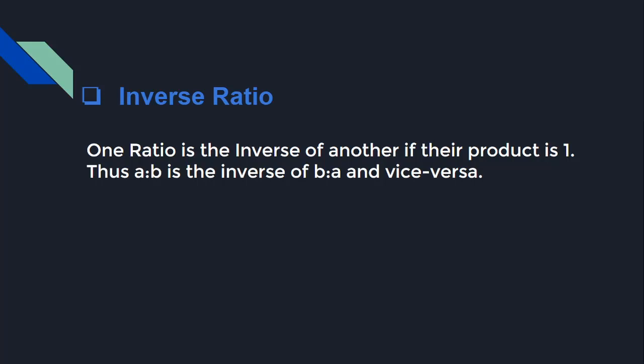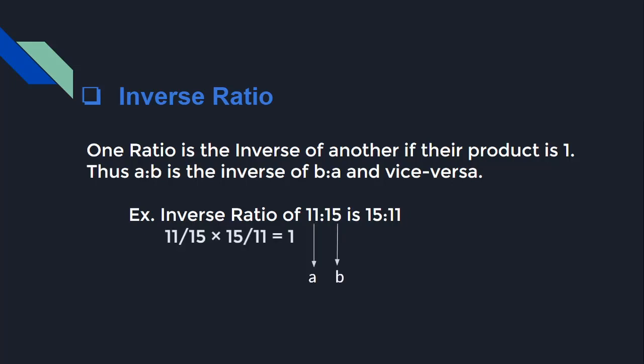Let's see an example. The inverse ratio of 11 is to 15 is 15 is to 11. And how is it possible? Here, consider A is equal to 11, B is equal to 15. So, first of all, we can write 11 is to 15 as 11 upon 15. So, 11 upon 15 into 15 upon 11, we get 1. Here we get the product 1. Therefore, we can say that 11 is to 15 is the inverse ratio of 15 is to 11 and vice versa.